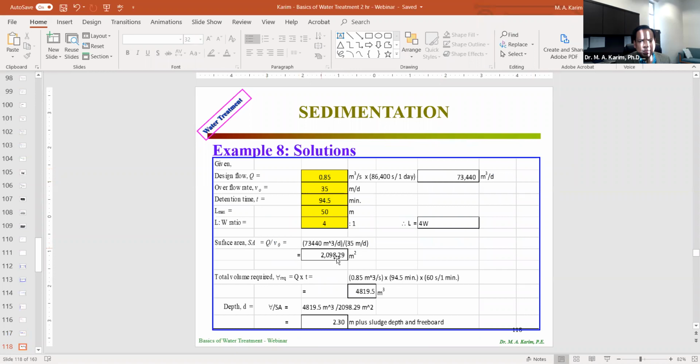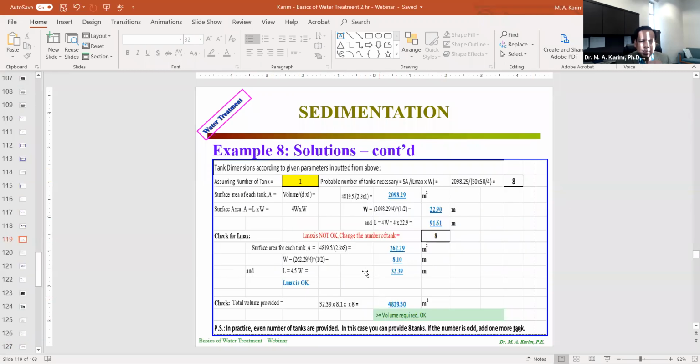What I did here, I did the surface area. Then I did the total volume required, which is 4819.5 meter cube. And in this case, depth would be volume by surface area, equal to 2.3, plus depth plus freeboard we have to provide. Then the second part is number of tanks. I put 1 in there first. Then if I do the calculation, looks like I got 22 and length is 91. So it's not right. Then I did the rough calculation, how many tanks I need to meet this requirement. Looks like 8.